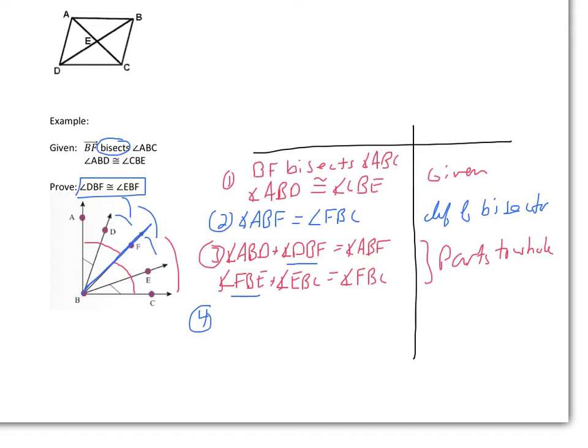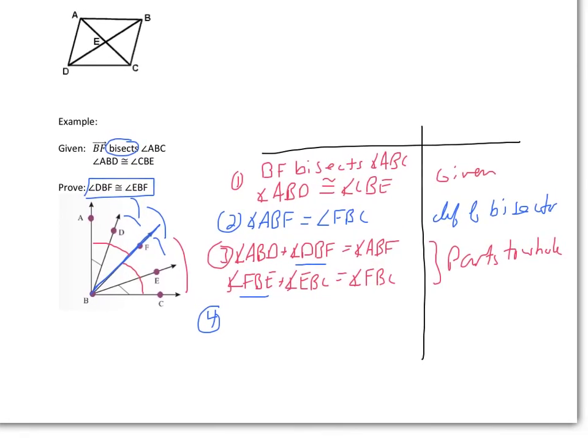Well, if you remember, we have this statement right here, which connects these two together and says that they're equal. So I can say that angle ABD plus angle DBF equals angle FBE plus angle EBC. And that is by substitution.